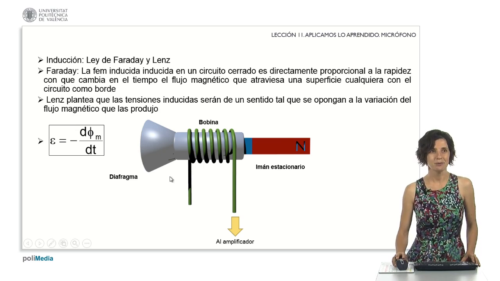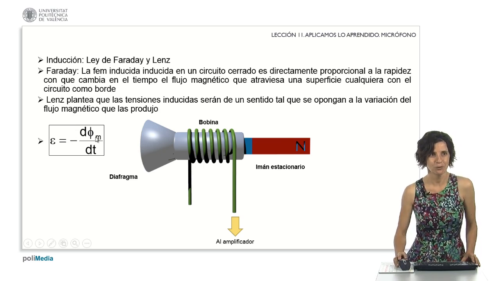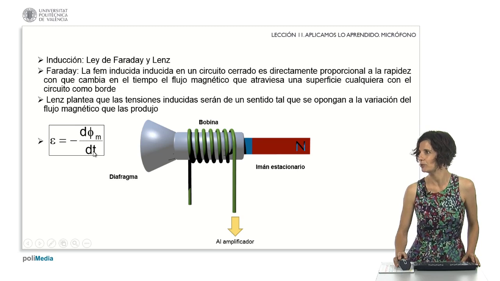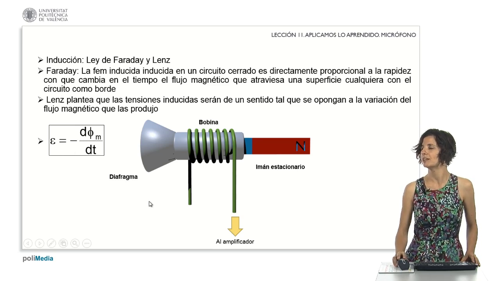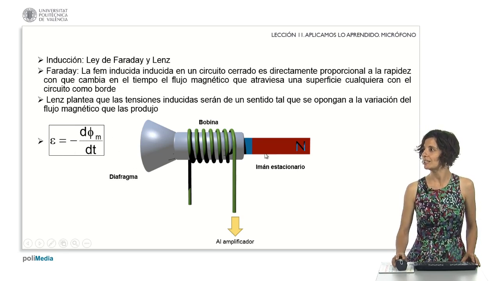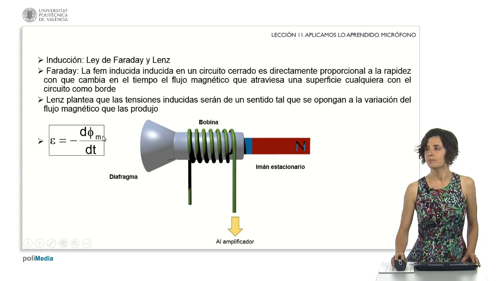But in this scheme of the microphone, where is that magnetic flux? Where is that time variation, the electromotive force? Well, the magnetic flux is the one being produced by the magnet. The magnet is producing field lines that cross the coil, producing, therefore, flux through it. Where is the time variation?